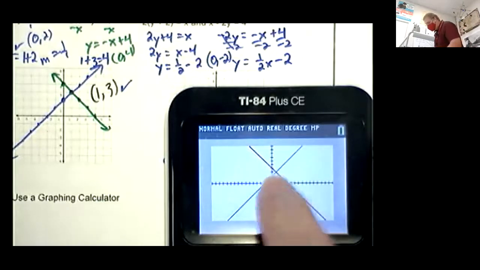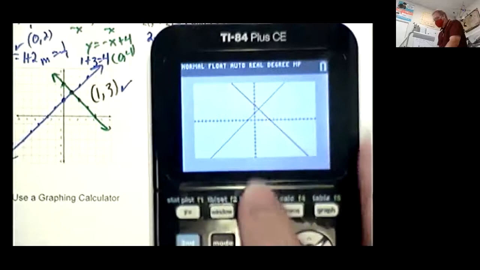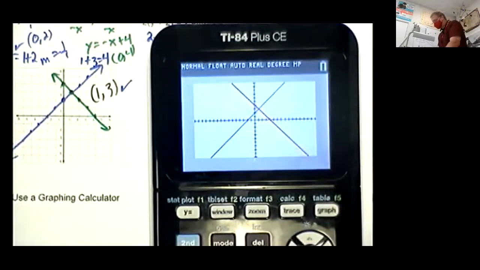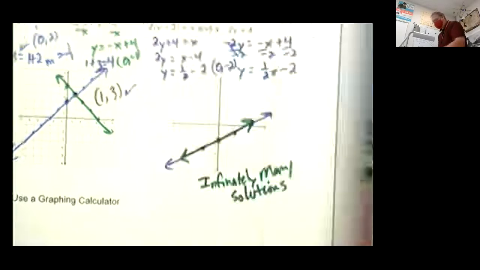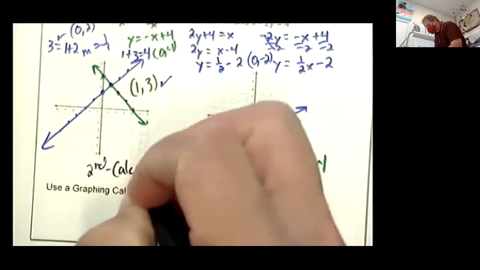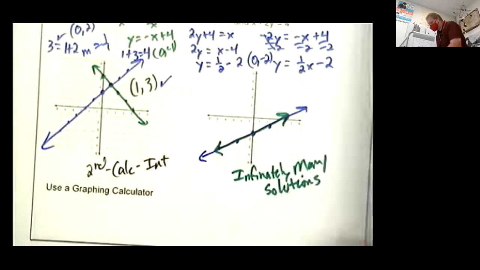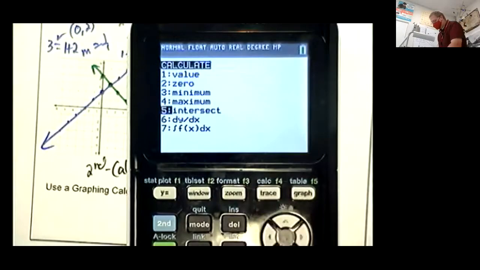And you might be able to look at it and kind of guess where it is, but there's actually a button on the calculator that will find where those two lines intersect, and that's the intersect function. To find that, we're going to second calc. Let me write this down for you. Second calc, intersect. So second calc is the second trace, and we want intersect.